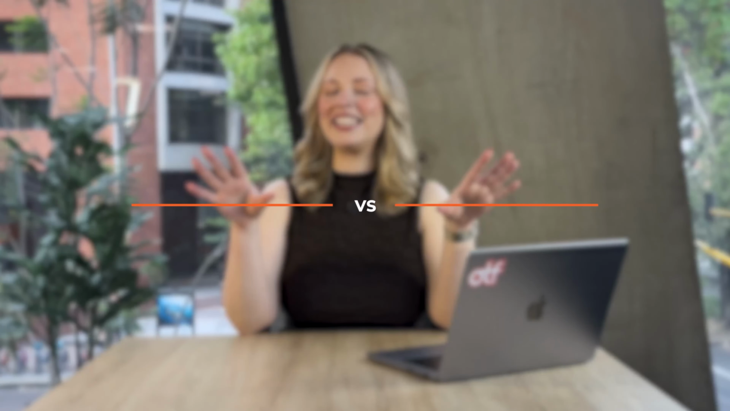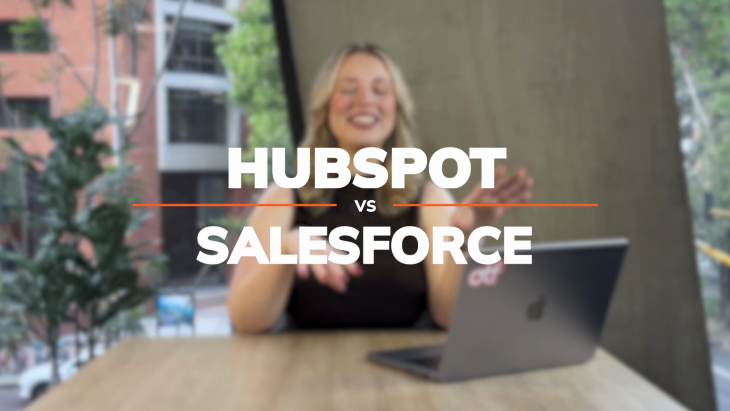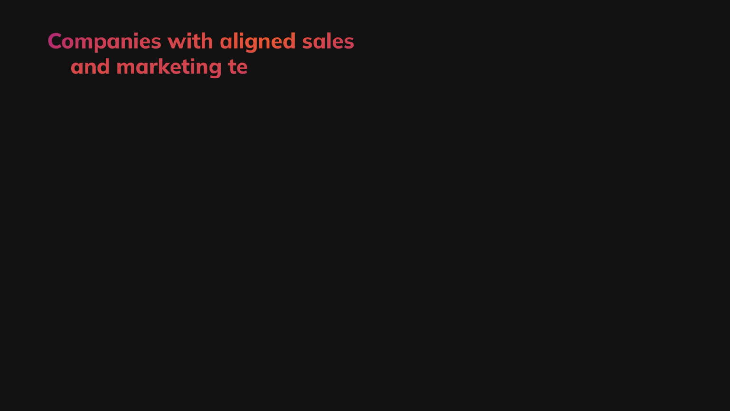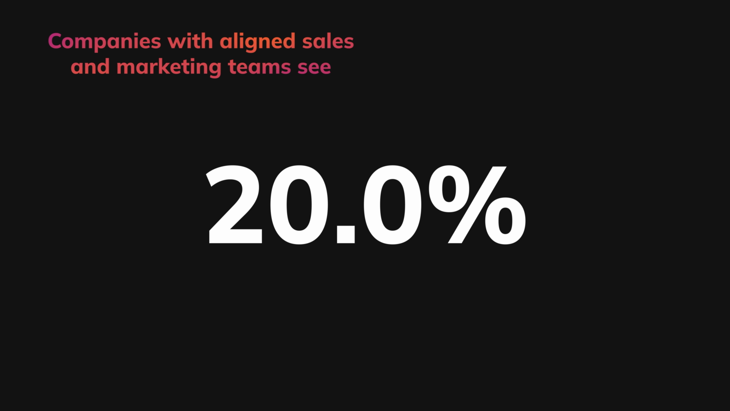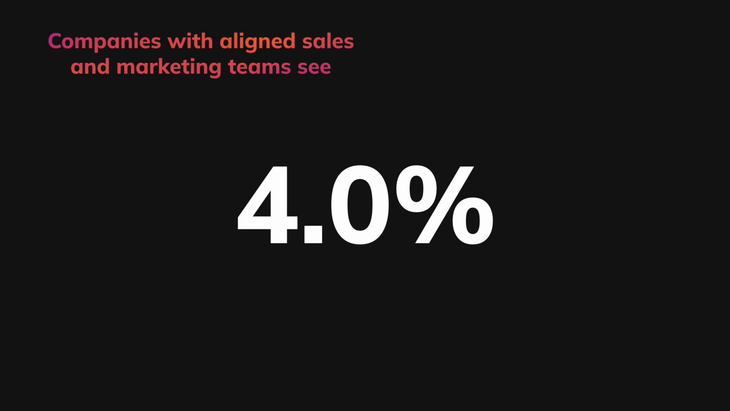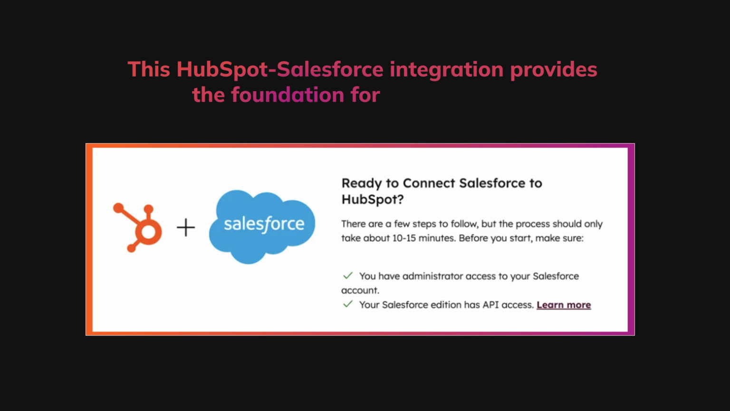So understanding the differences between HubSpot and Salesforce. According to the Aberdeen Group research, companies with aligned sales and marketing teams see 20% annual growth versus 4% for misaligned teams. And this HubSpot Salesforce integration provides the foundation for that alignment. But before integrating, we need to understand each platform's core philosophy and how they work.